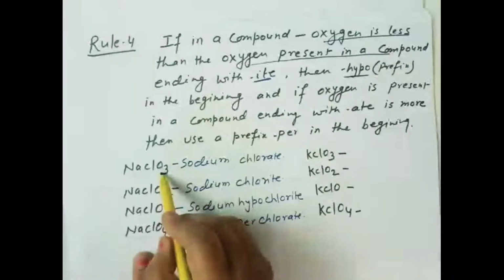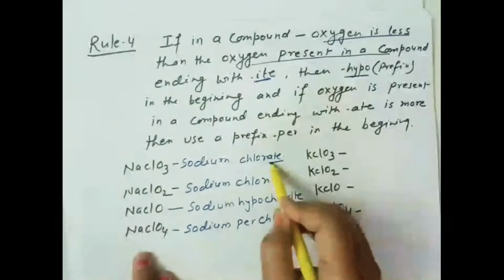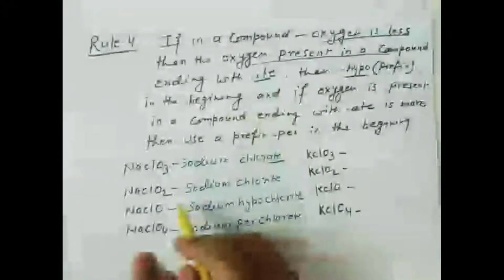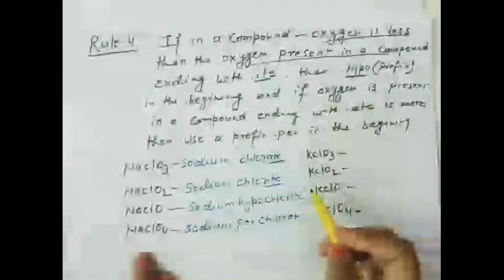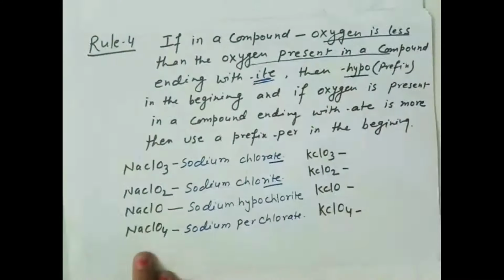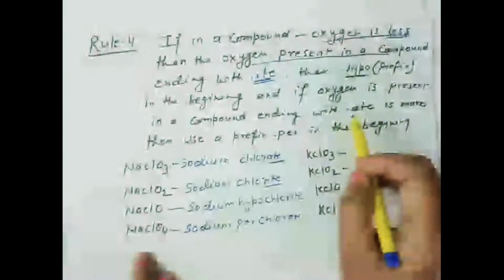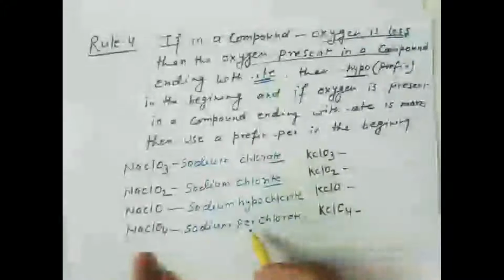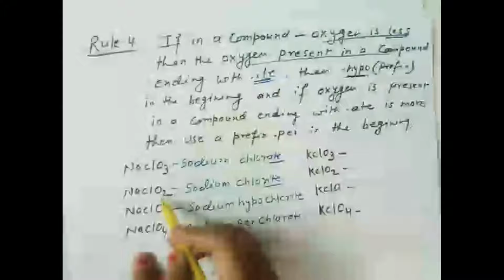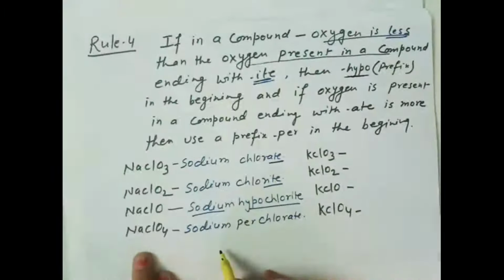So if there are 3 oxygen, then it is sodium chlorate, suffix is ATE. If it has one less oxygen, then the suffix is ITE, sodium chlorite. And if the compound is ending with ITE and it has less oxygen than that compound, then we have to add hypo. So sodium hypochlorite, NaClO, it has less oxygen than it, so we will name it sodium hypochlorite.